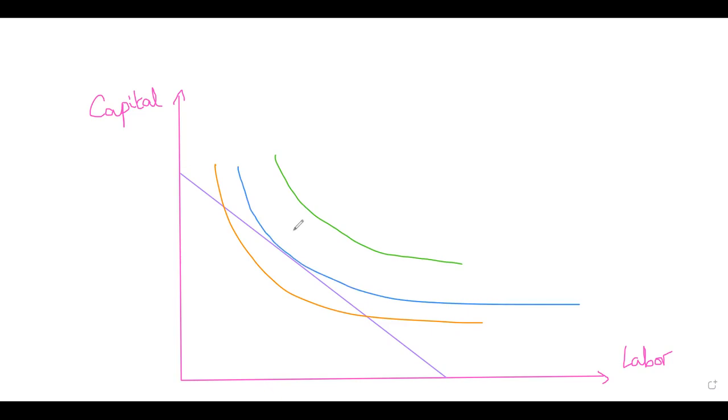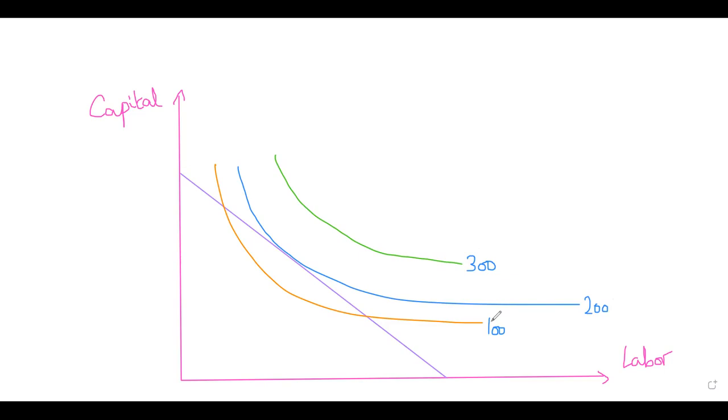Now think about this. Out of these three isoquants, each one shows you the total quantity of output that can be produced while operating on that curve. If you operate on the orange isoquant, which is the lowest of the three, that will help you produce 100 units of the good, whatever good the producer is producing.